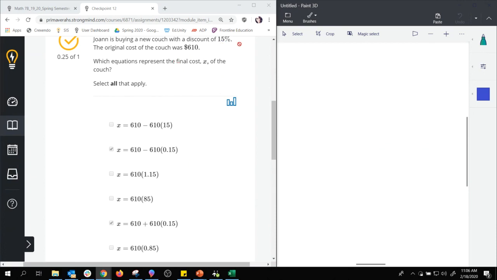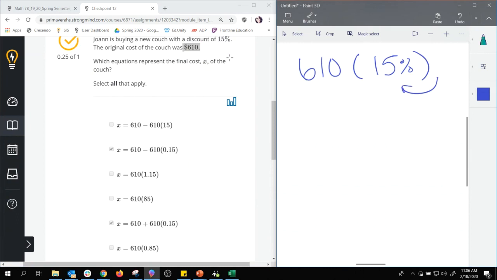With a discount of 15%. The original cost of the couch is $610. Which equation represents the final cost X of the couch? Select all that apply. So on this one here, remember anytime you have a percent and a whole number, you want to multiply them. Okay, so if I multiply this by 15%, your percent always needs to go to a decimal first. Okay, so I'd have 610 times 0.15.